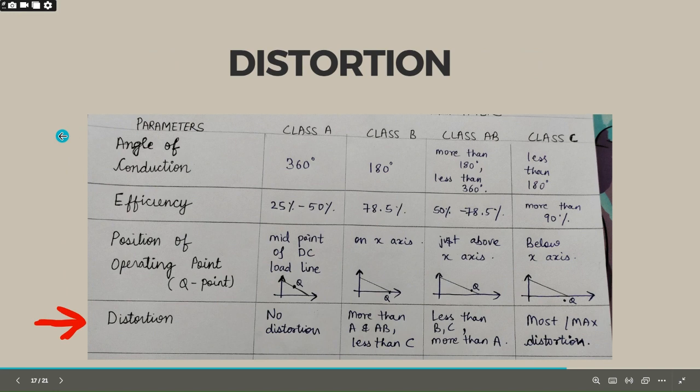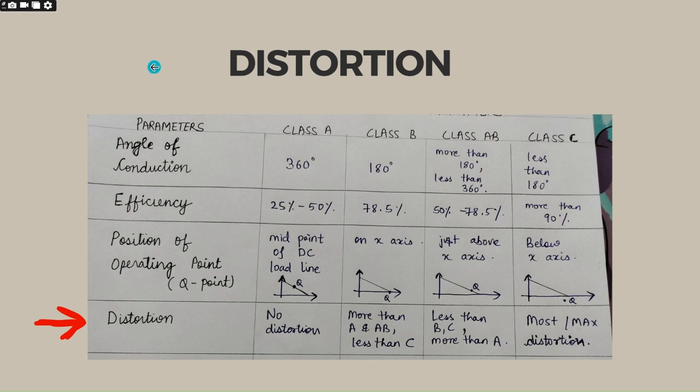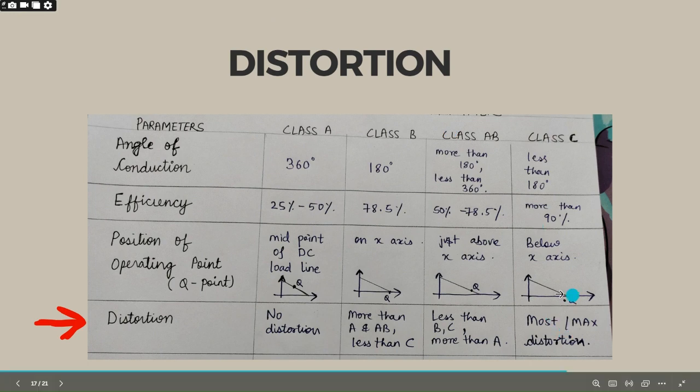Considering distortion as our next parameter, distortion is when the output is different from the input signal. In the case of class A amplifier, there's minimum or no distortion. In class B, the distortion is more than class A and class AB, but it is less than C. In the case of class AB, it is less than B and C, but it is more than class A. In the case of class C, the distortion is maximum.